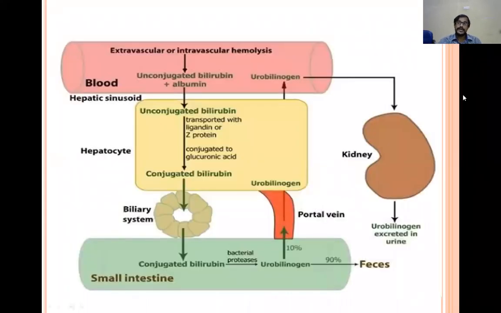If you see the complete view, first of all, the RBC lysis occurs, the hemoglobin comes out, and the hemoglobin is cleaved to form heme and globin. Globin goes the other way, that is different. Coming to the heme, it is degraded to form biliverdin and bilirubin, and this bilirubin is unconjugated bilirubin, which is present in the blood. All this occurs in the bloodstream. The bilirubin formed here is unconjugated bilirubin. This is attached to the albumin and transported to the liver.